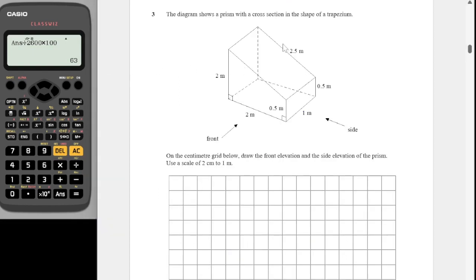Okay, question 3. Diagram shows a prism with cross-section in the shape of a trapezium. So this is a trapezium here, so we've got 2 right angles at the bottom. On a centimetre grid below, draw the front elevation and the side elevation of the prism using a scale of 2 centimetres to 1 metre. So if we look at the dimensions of the front first of all, 2 metres, so that's got to be 4 centimetres by 4 centimetres by here 1 centimetre.